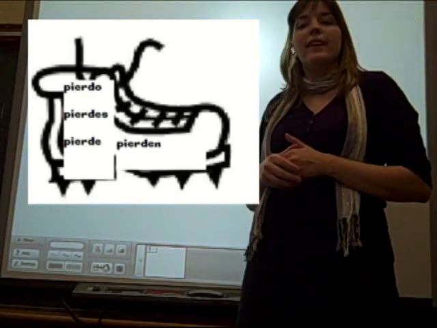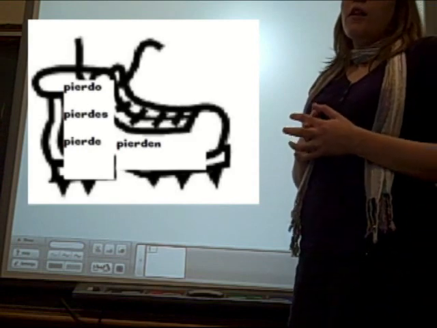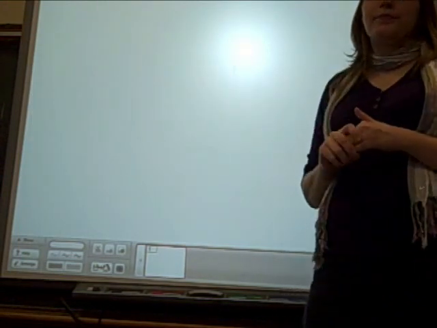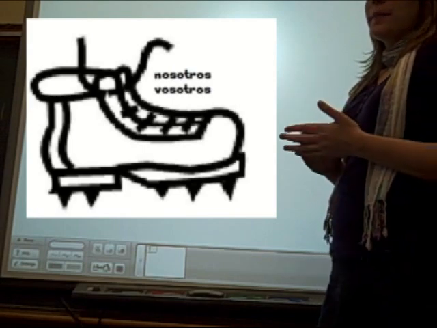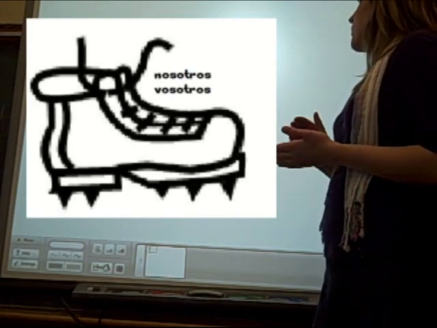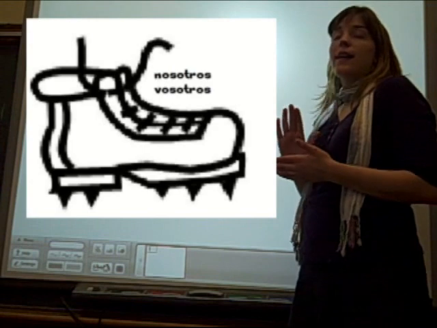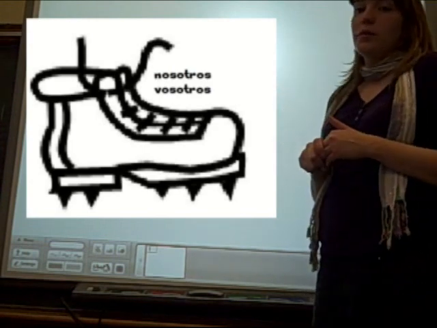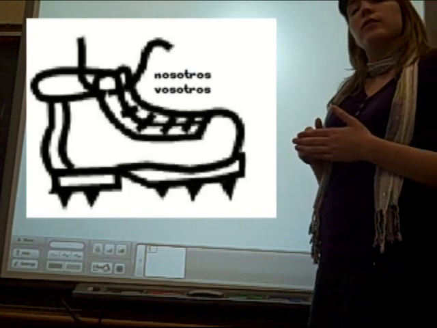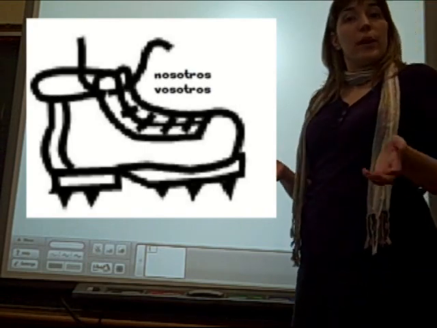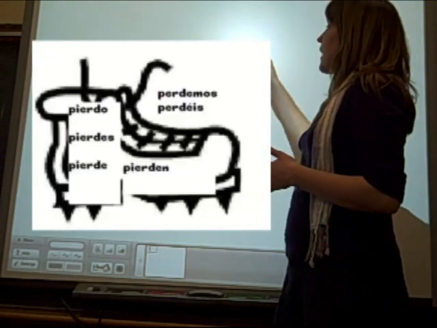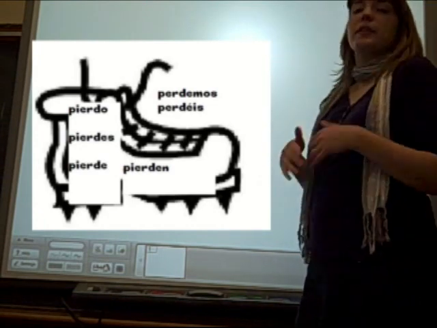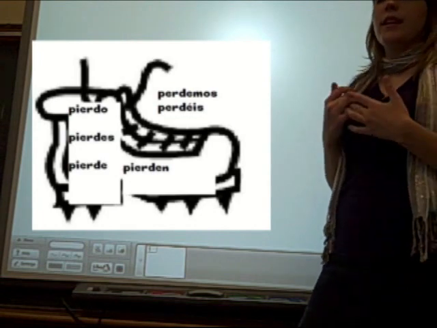See? Now, all of the verb forms that fit inside the boot get that stem change. However, the nosotros and the vosotros forms do not get stem changes. And that's why we leave them outside of the boot. So they do not change. You will just conjugate them like you normally would. So we end up with perdemos, we lose, or perdéis. You do not put that stem change in.